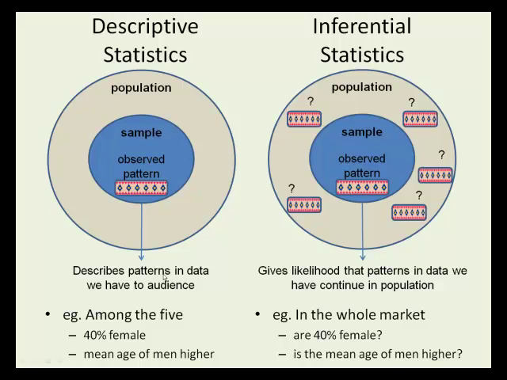So for example, in the data we have, among those 5 people, we found 40% of them are female, and we found the mean age of men was higher. It's 26 compared to 23. So that's our 2 patterns that we've spotted so far.